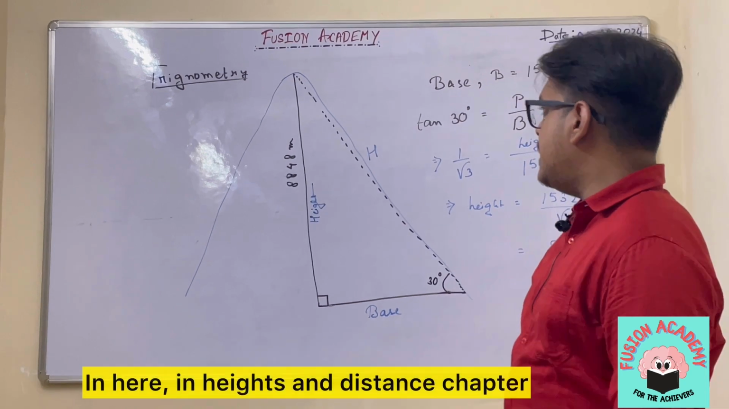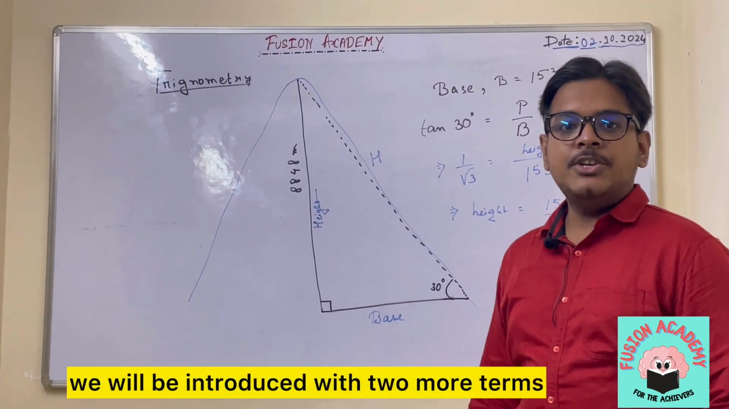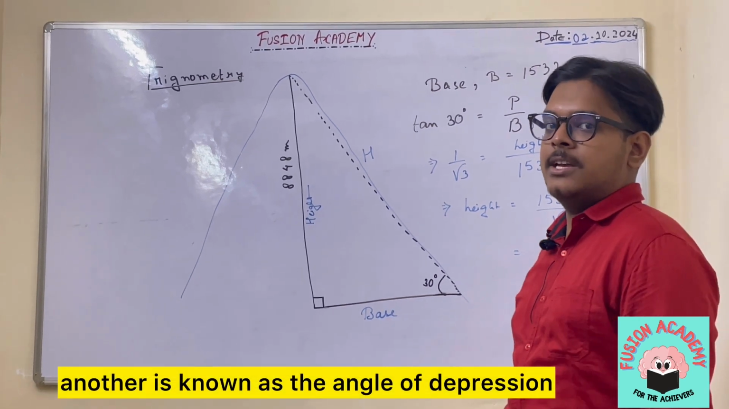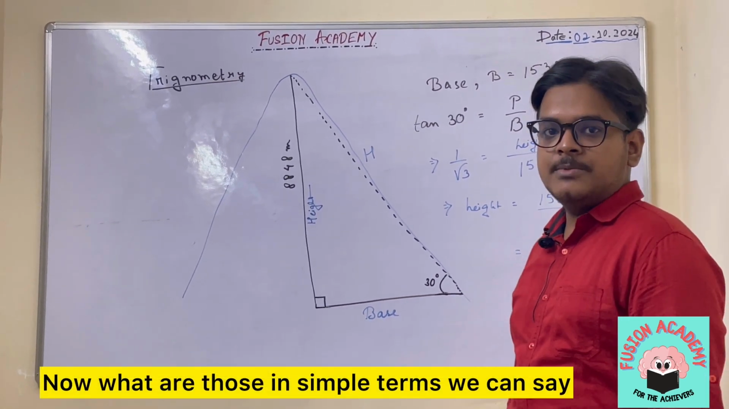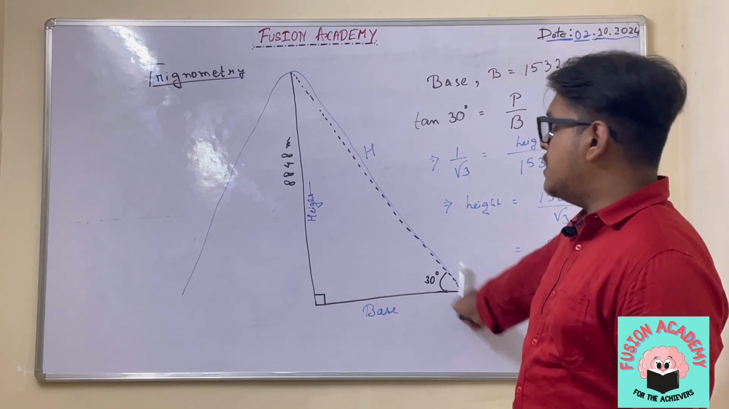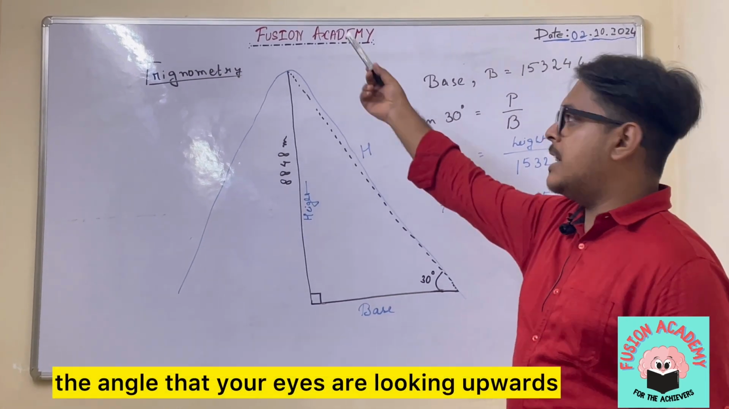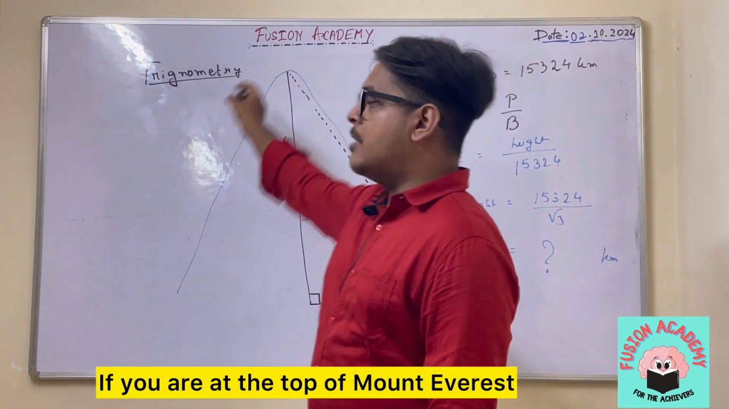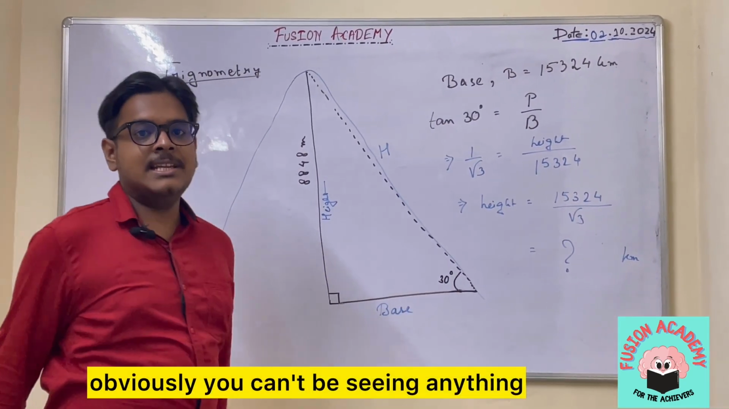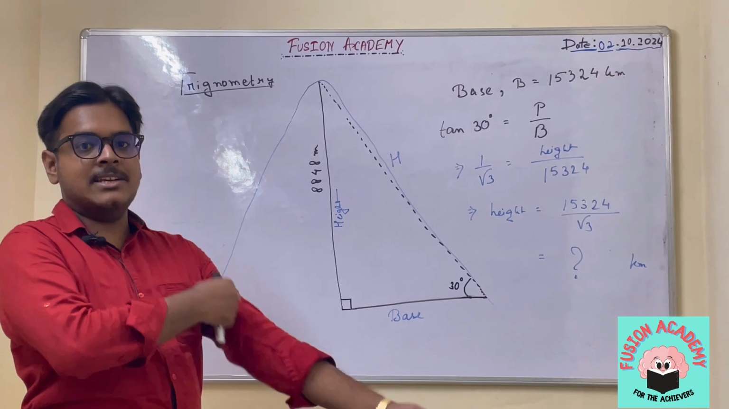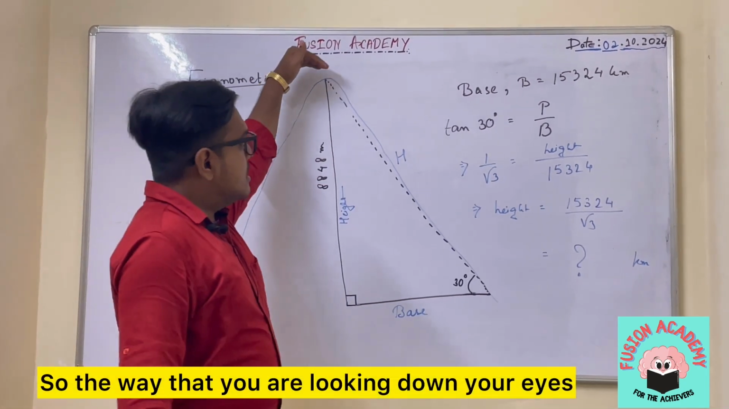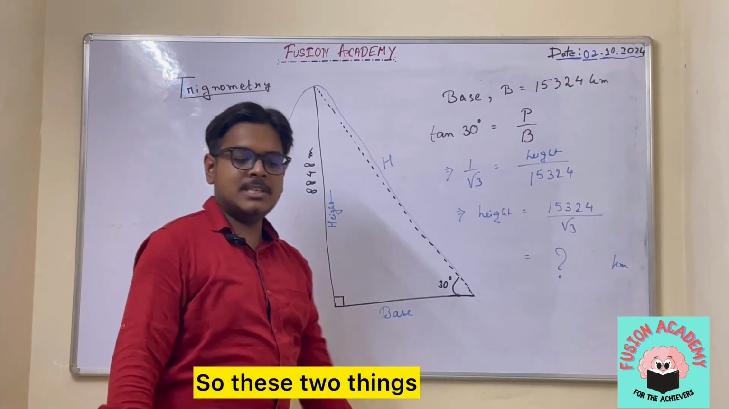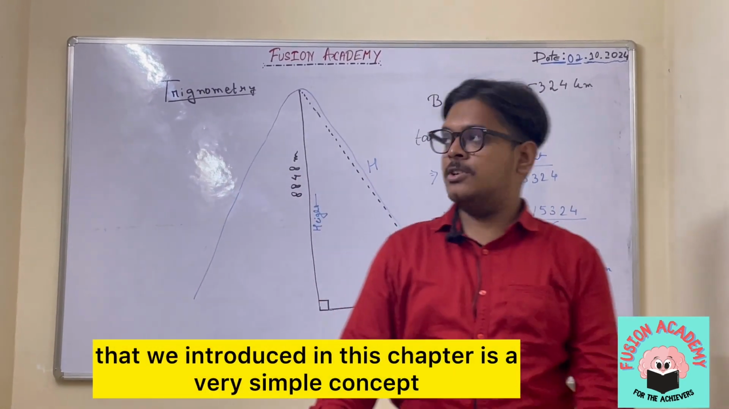So in the heights and distance chapter, we will be introduced to two more terms. One is known as the angle of elevation, another is known as the angle of depression. Now what are those in simple terms? If you are standing here and looking up, the angle that your eyes are looking upwards is known as the angle of elevation. If you are at the top of Mount Everest and looking down, obviously you can't be seeing anything, but still let us consider that you can see something down there. The way that you're looking down, that is known as the angle of depression. So these two things will be introduced in this chapter, and it's a very simple concept.